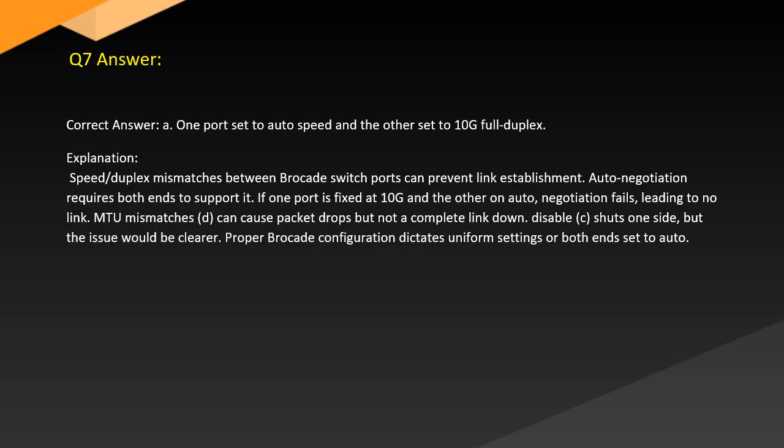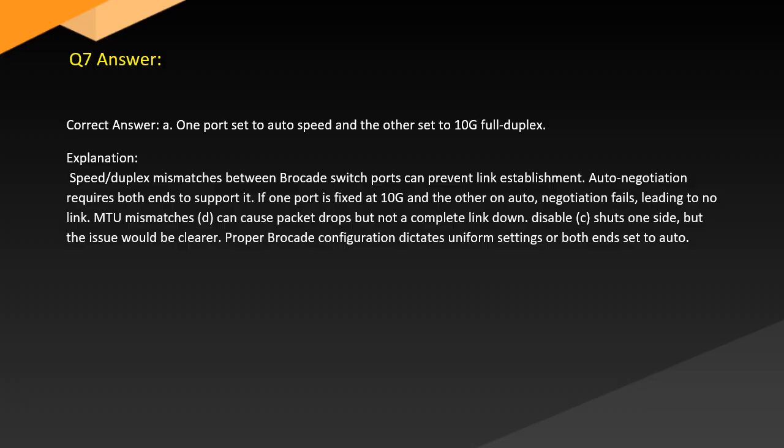Answer. Correct answer: A. One port set to auto speed and the other set to 10G full duplex. Explanation. Speed and duplex mismatches between Brocade switch ports can prevent link establishment. Auto-negotiation requires both ends to support it. If one port is fixed at 10G and the other on auto, negotiation fails, leading to no link.